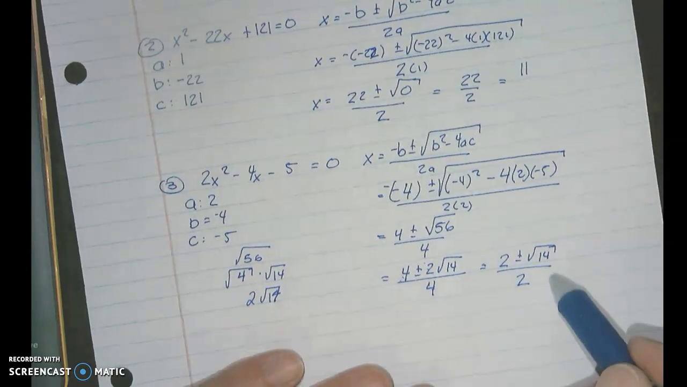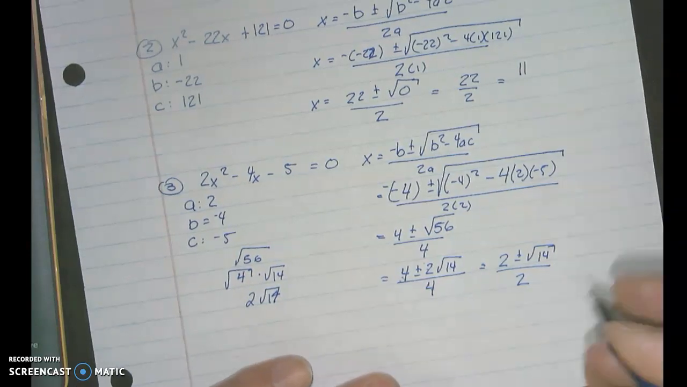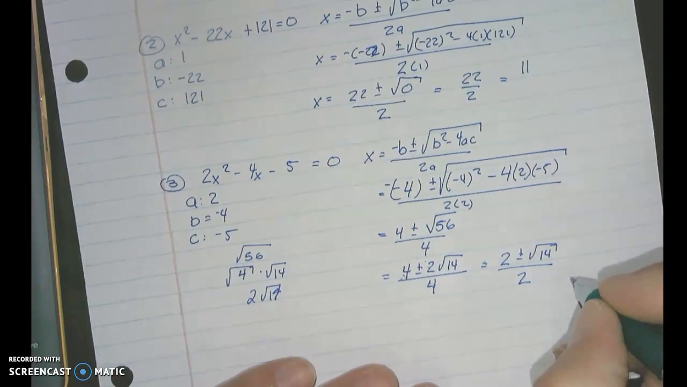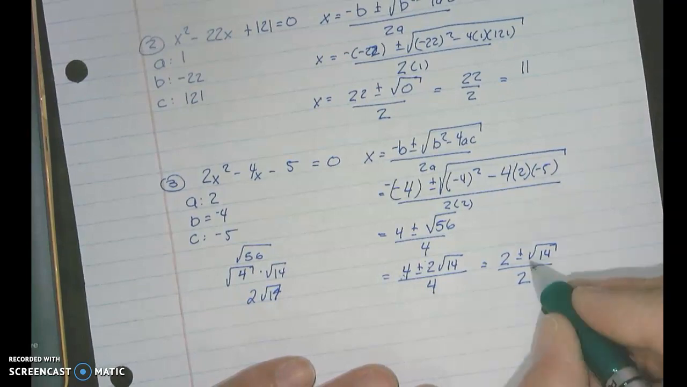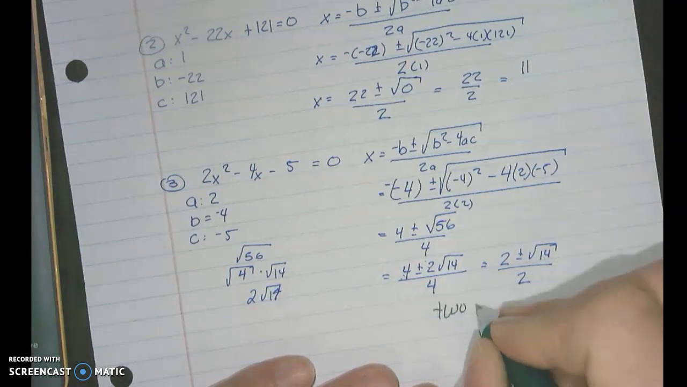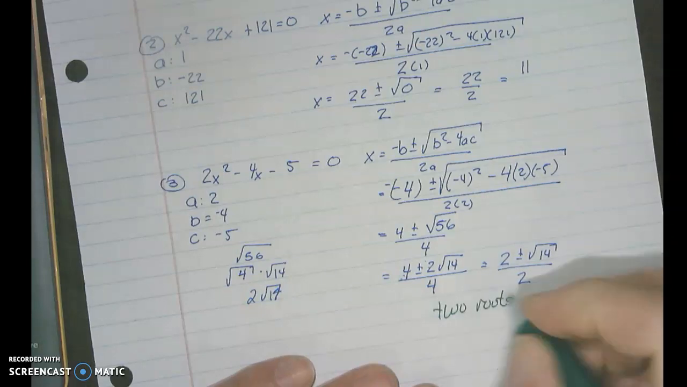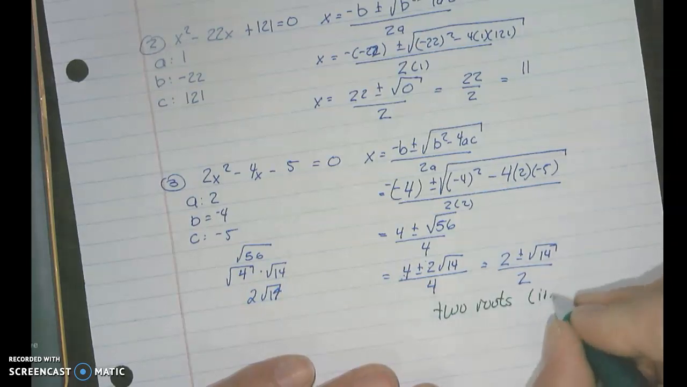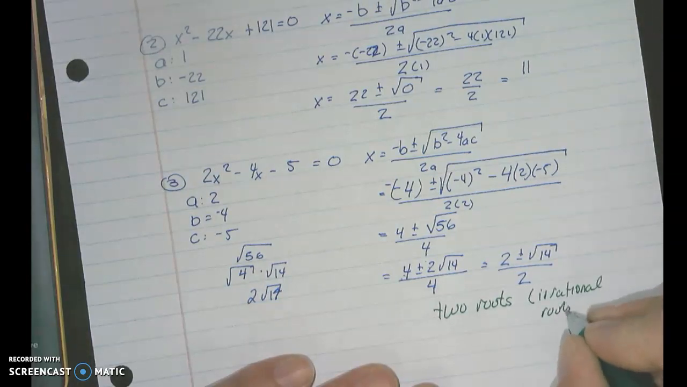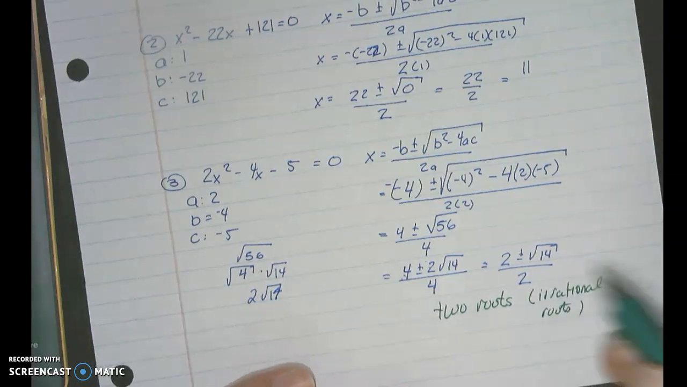How many roots are there, by the way? How many roots do you have here? How many answers do you have? How about that? 2. How do you know you have 2? Plus or minus. So you've got 2 roots. Okay? These are called irrational roots because they don't simplify because you have a radical.